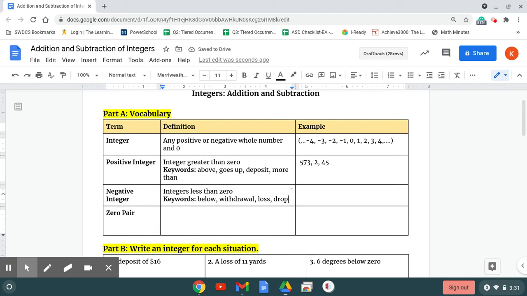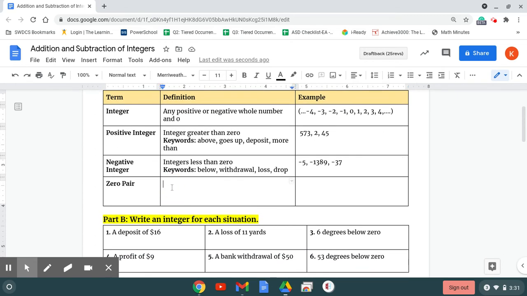So if I said I withdrew $25 from the bank, that means it's going to be negative 25. I took out 25. Or if I'm 5 feet below sea level, that's going to be -5 because I'm below sea level. Or if my score dropped 10 points, it's going to be a -10 because I went down 10. So go ahead and write some examples of negative integers. You could have a whole bunch of options. -5 is a negative integer. -1,389 is a negative integer. -37. Anything that's less than 0 is a negative integer.